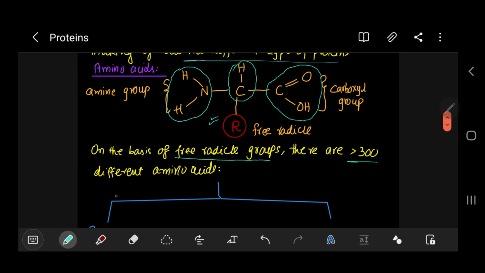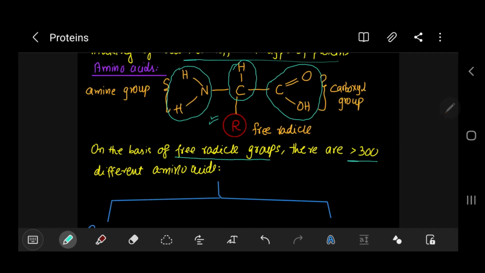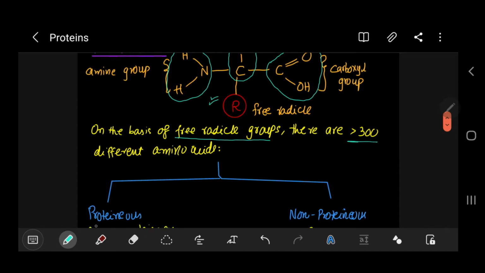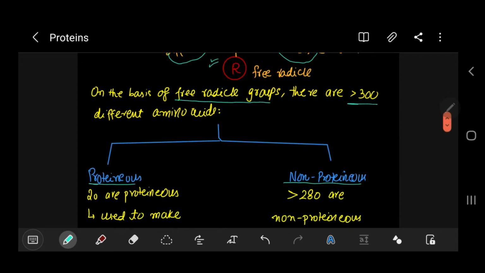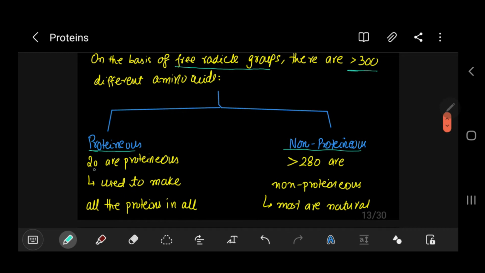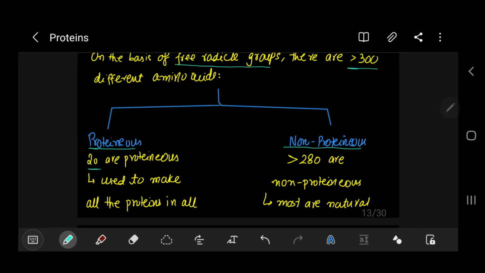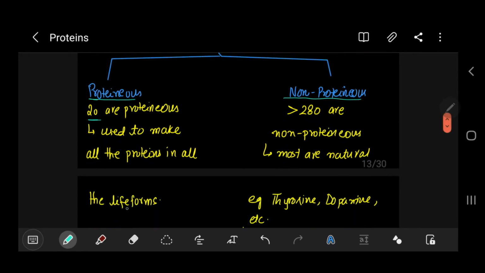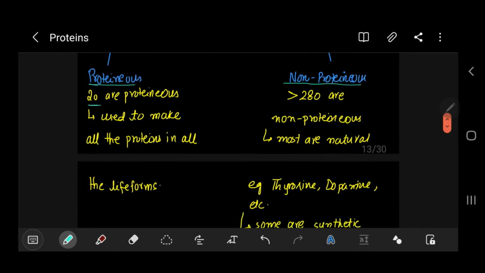Now on the basis of free radicals, there are 300 plus different amino acids. Now we divide them into two categories. The first category is proteinous, the second is non-proteinous. Now proteinous amino acids, there are 20 of them. They're used to make all the proteins in all the life forms, be it animals or fish or plants or any living thing. They used to make all the proteins.